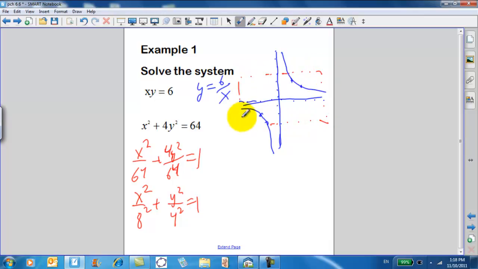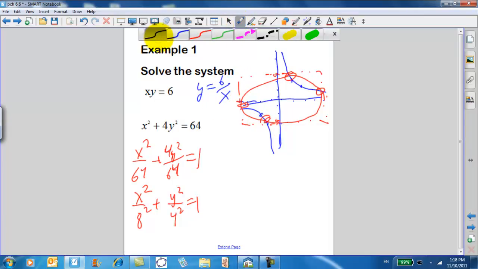So I think we're clearly going to get some intersections here, because we have to go through these points, and it's looking like 4 intersections: 1, 2, 3, 4. Just a really rough sketch to give us the idea that yes, we are going to get some crossings. Now, in terms of actually solving, we can use what we've started already here: y equals 6 over x.